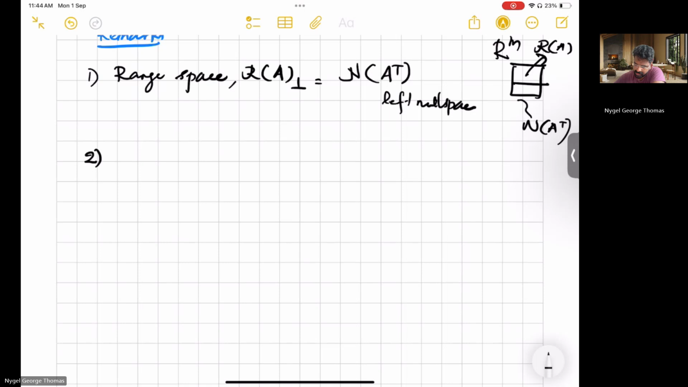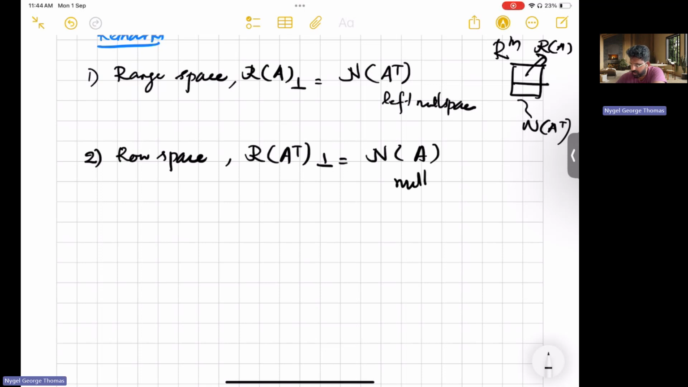Second, the range space of A transpose, which we have already discussed is the row space. Its orthogonal complement is N(A), or the null space. So these also partition the n-dimensional space. Some part of it is N(A), some part of it is R(A transpose).